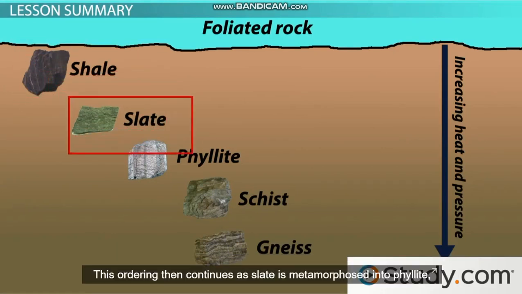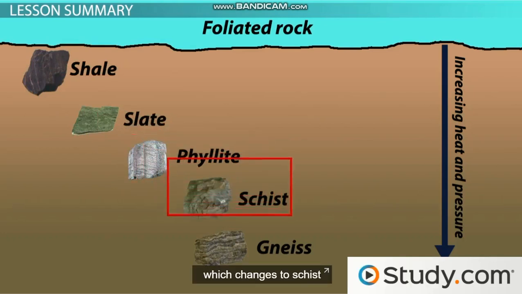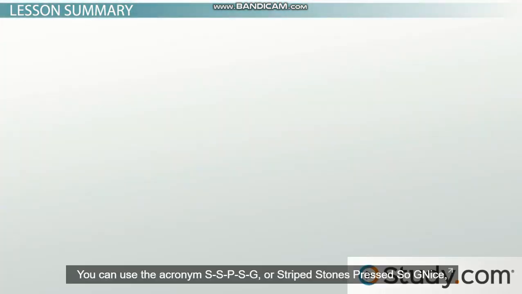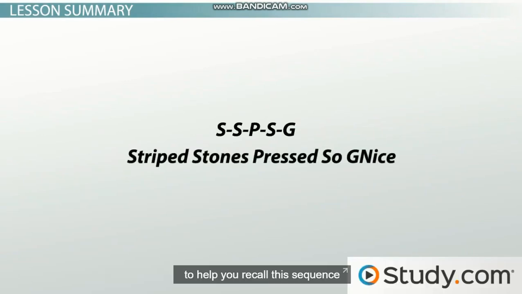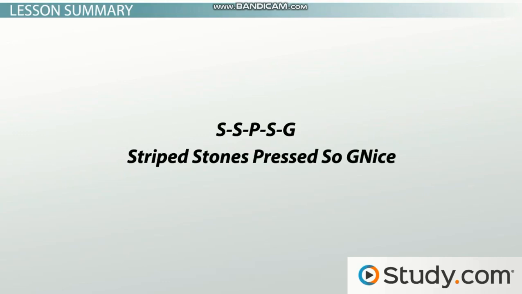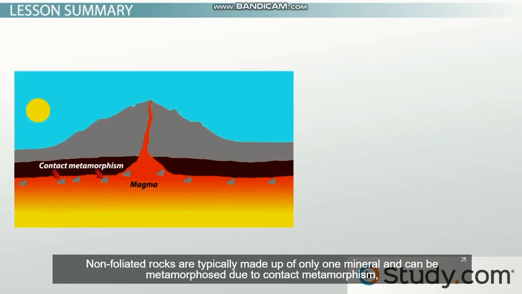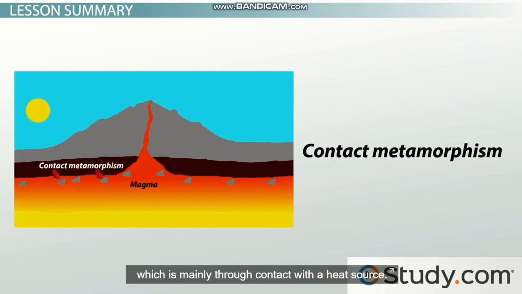This ordering then continues as slate is metamorphosed into phyllite, which changes to schist, and finally to gneiss, which has the nicest bands. You can use the acronym SSPSG, or Striped Stones Pressed So Nice, to help you recall this sequence of metamorphism. Non-foliated rocks are typically made up of only one mineral and can be metamorphosed due to contact metamorphism, which is mainly through contact with a heat source.